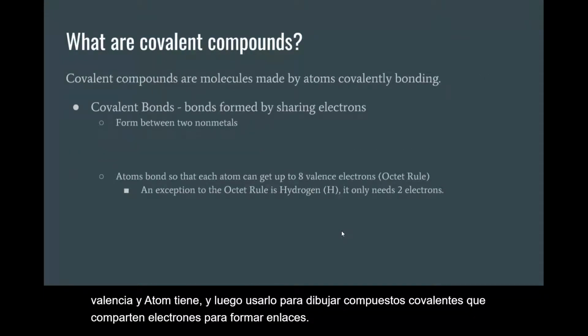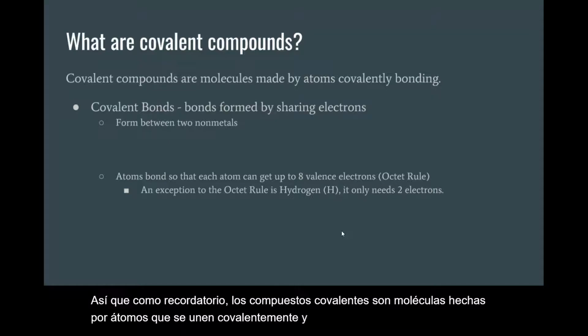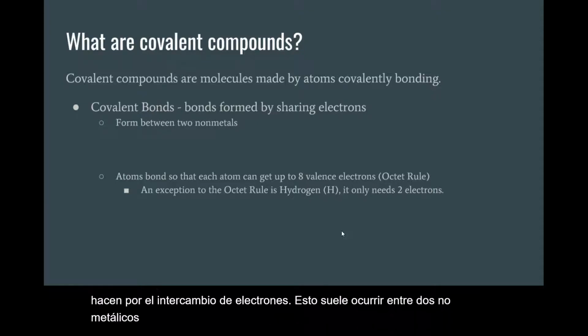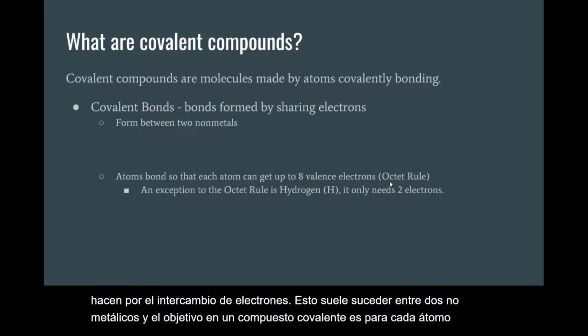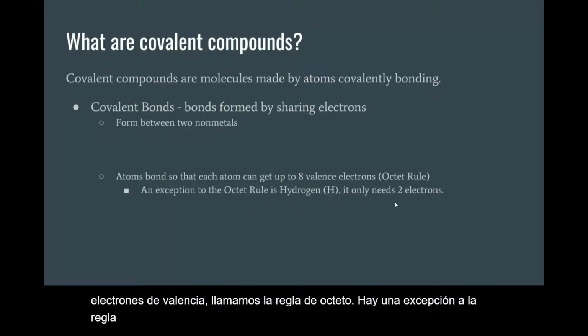So, as a reminder, covalent compounds are molecules made by atoms that covalently bond. And this means that the bonds are made by the sharing of electrons. This typically happens between two nonmetals. And the goal in a covalent compound is for every atom to get to 8 valence electrons. We call this the octet rule. There is an exception to the octet rule. Small atoms like hydrogen only need 2 electrons.